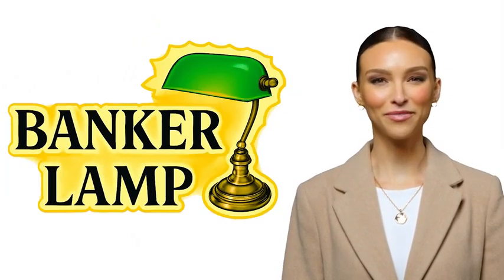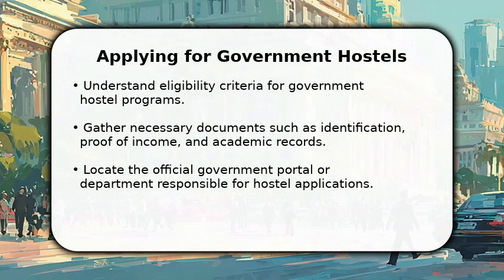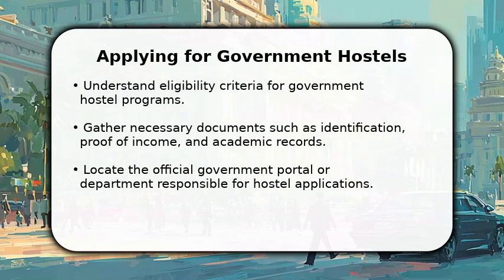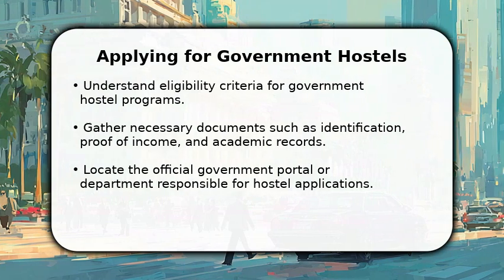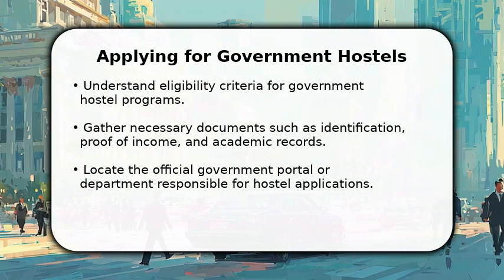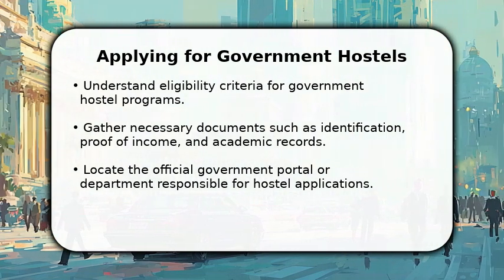Please enjoy the video. In this video, I will explain how to apply for government hostel applications. First, understand the specific eligibility criteria for various government hostel programs, as these can differ significantly. Next, gather all necessary documents, which typically include proof of identity, income statements, and academic records.